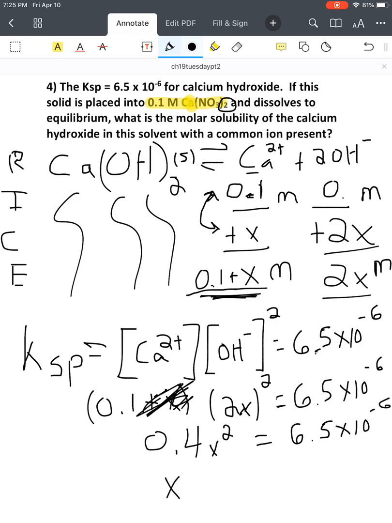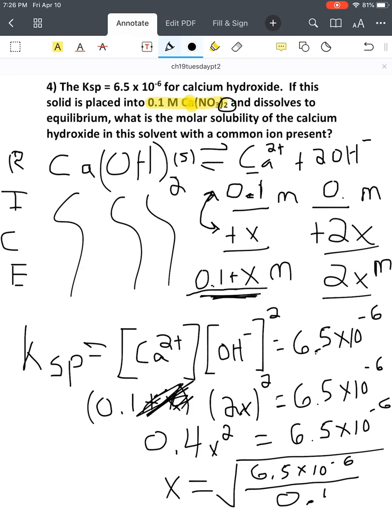And then all we need to do to solve for x is take the square root of 6.5 times 10 to the minus 6 divided by 0.4. And if we break out a calculator, four times 10 to the minus 3 is what I believe that I got for my x here.